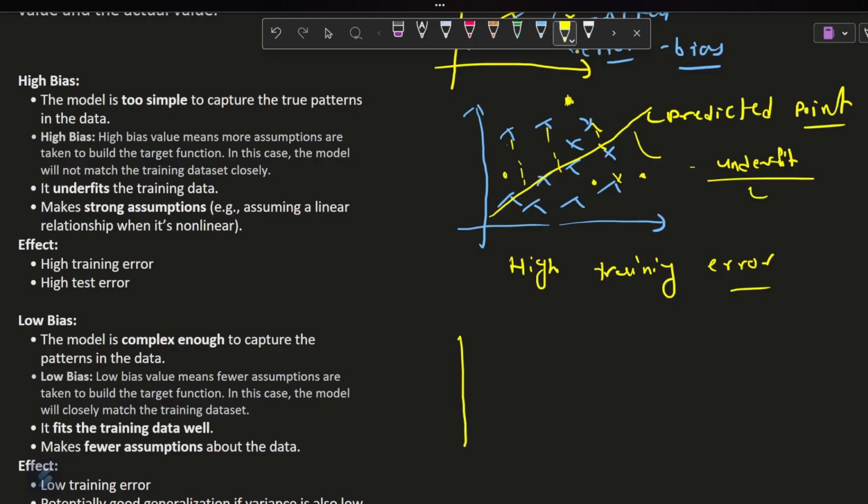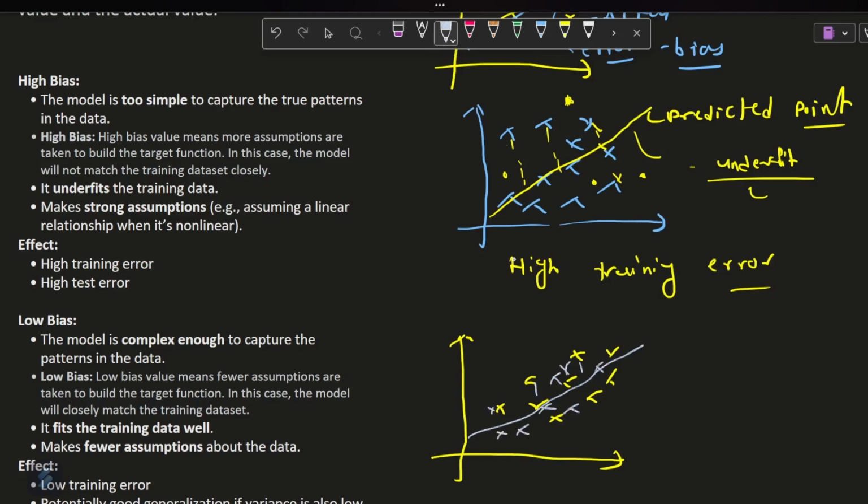Similarly, when we go with low bias, it is good. Say you have data points, and simply we draw a line, and you will see that it does not make that much error on the multiple data points. So this is basically low bias.